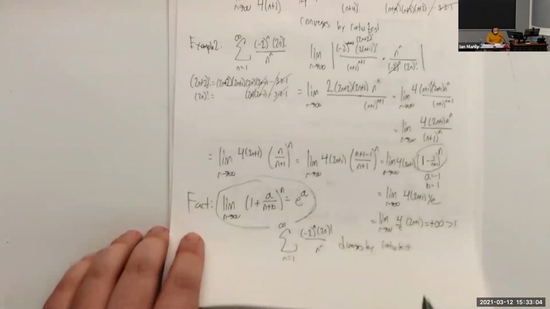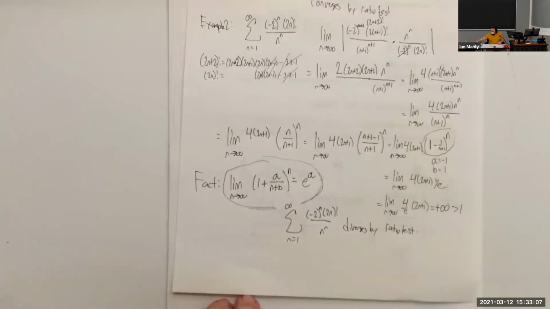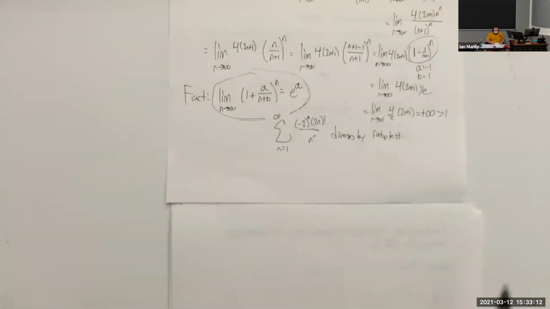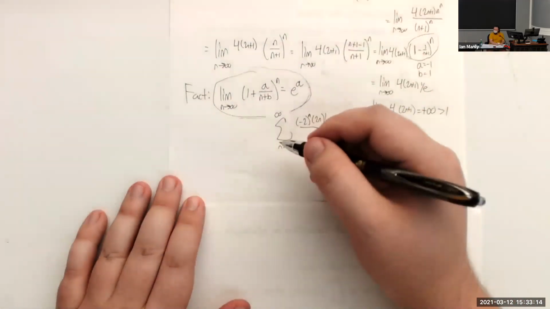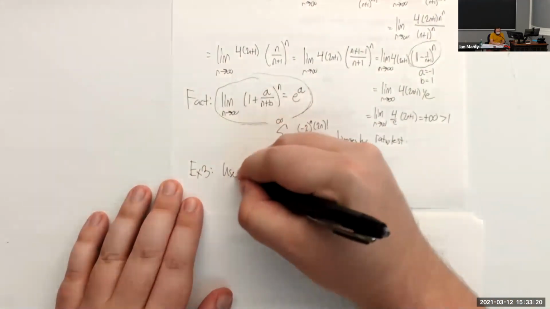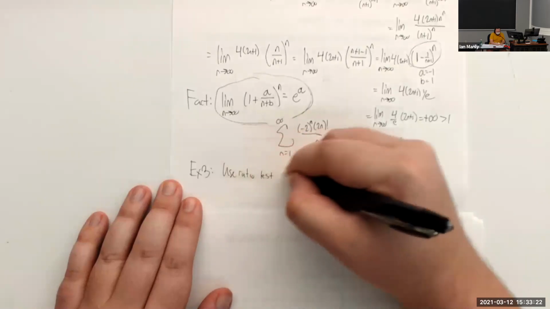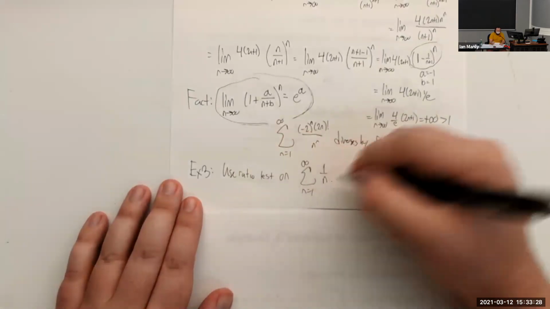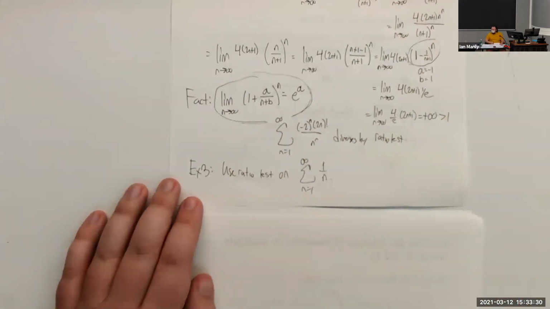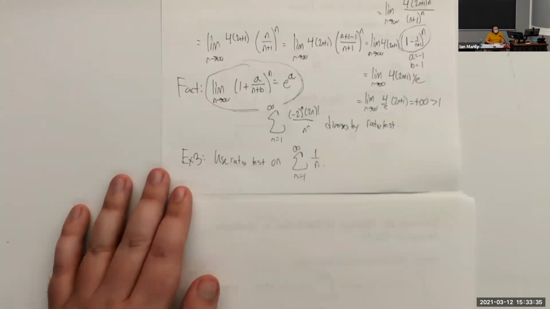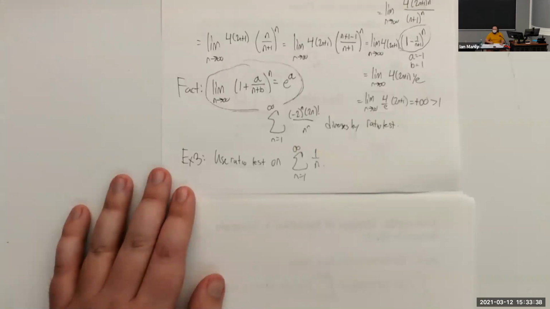All right, now I want to do one more quick example of the ratio test, and then we'll get to the root test. Let's do a very simple one to cool down from this very tough one. Let's use the ratio test on the sum from n equals 1 to infinity of 1 over n. Now actually this is kind of a silly question, because we already know what the answer is. Is this going to converge or diverge?